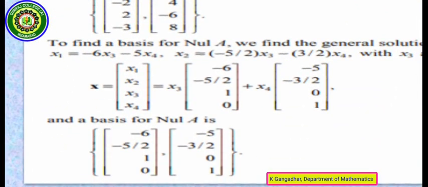Those 2 equations we write for x1, x2 values, and these values we substitute in the x matrix x1, x2, x3, x4. We get x as a linear combination of x3, x4. So the linear combination vectors span, so it is a basis for null A: (-6, -5/2, 1, 0) and (-5, -3/2, 0, 1).